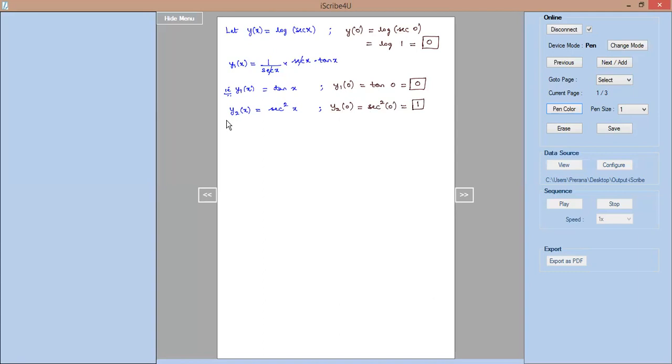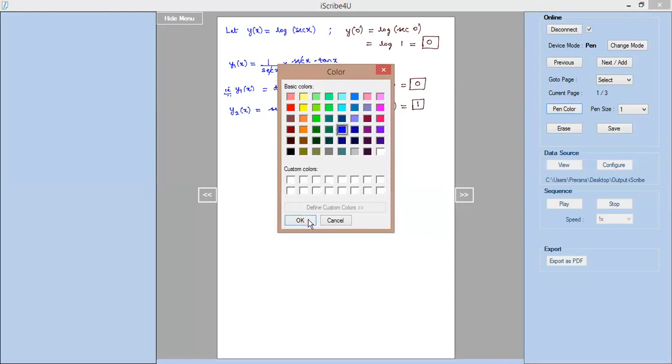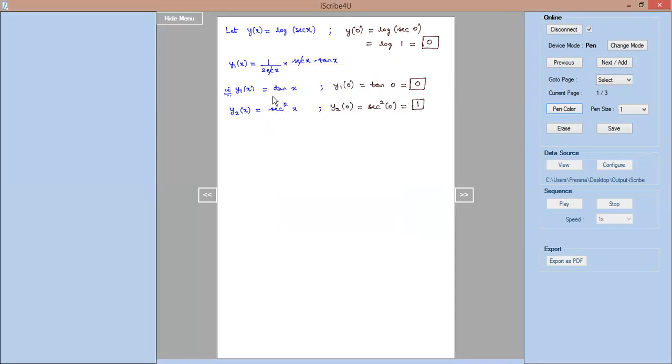Now, before proceeding to the next differentiation, I make it easy by writing secant square x as 1 plus tan square x, just for convenience, so that tan square can be written as y1 square. We'll rewrite, before differentiation, secant square x as 1 plus tan square x. So y2 of x is equal to 1 plus tan square x, and this can be written as 1 plus y1 square. Because tan x is equal to y1 of x, tan square x can be written as y1 square.